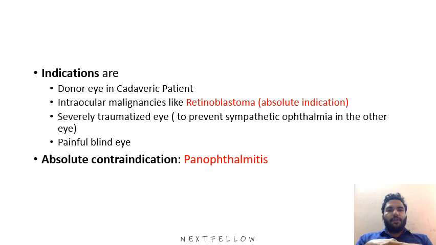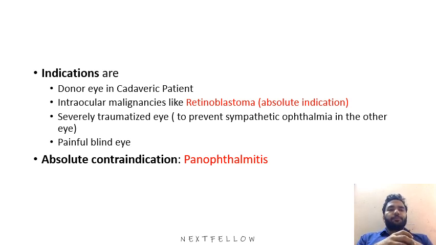This is one of the viva questions that they ask us. What is the most common indication for enucleation? The answer is donor eye in a cadaveric patient. If the patient wants to donate an eye and we have to remove it, that's when we do enucleation or scleral button, but mostly we do enucleation. So that's the most common indication, in a dead patient who wants to donate for the service.